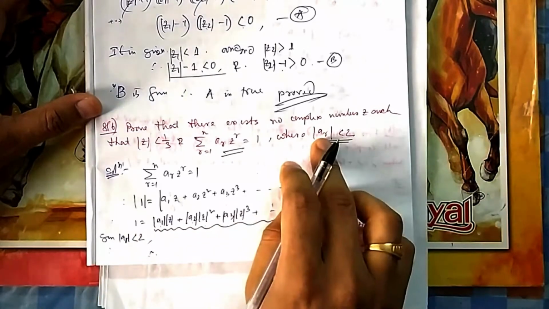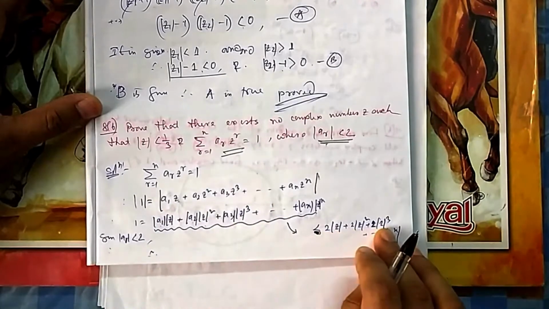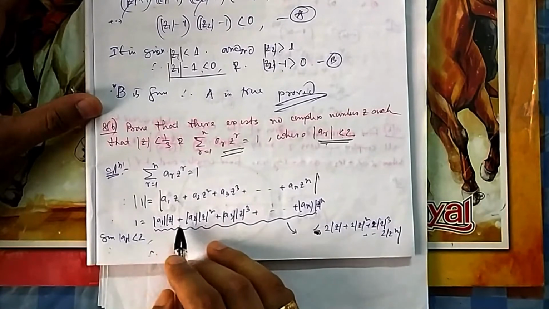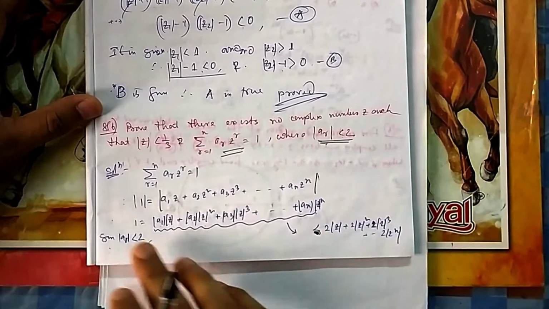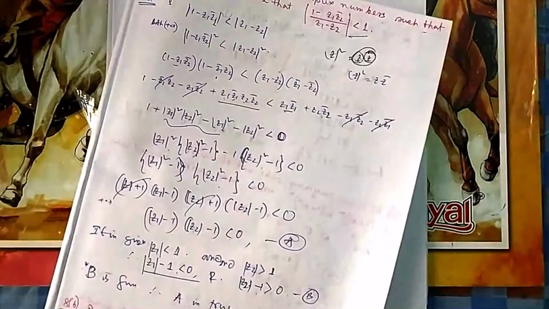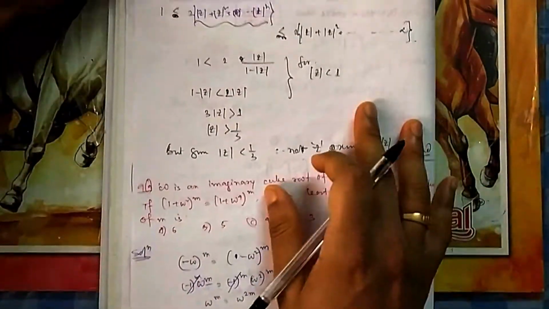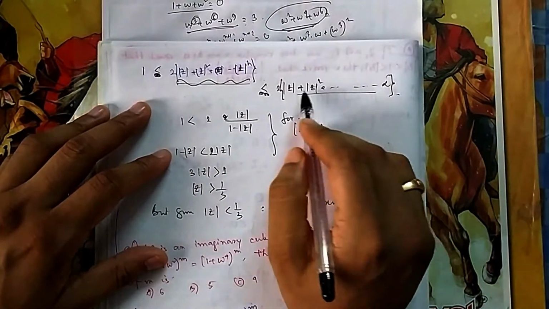But if it is less than 2, then also if you put 2, you will say this series will be less than 2 into this. Because if you put 2, all these are less than 2, less than 2, less than 2. So if you are putting this, the entire series will be less than 2 into this. So that means 1 is less than 2 into this. From that you will find mod z is a GP series here. So you can find the characteristics of mod z.